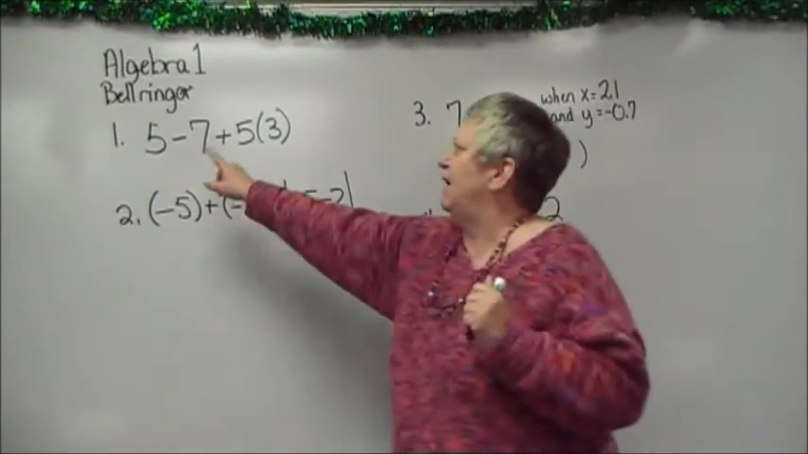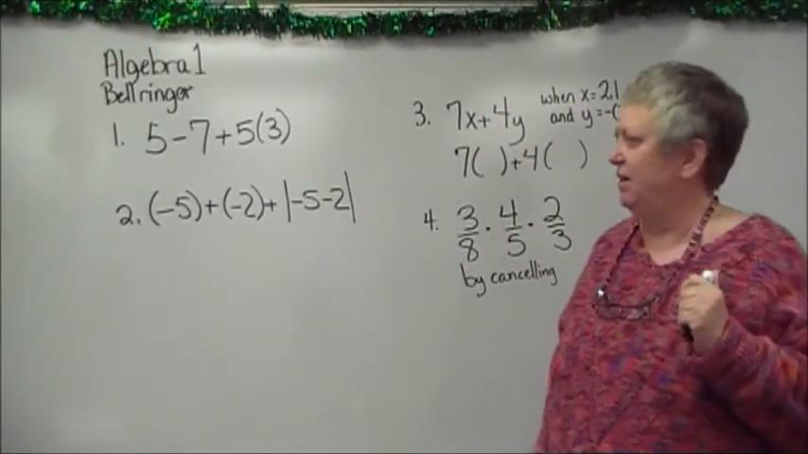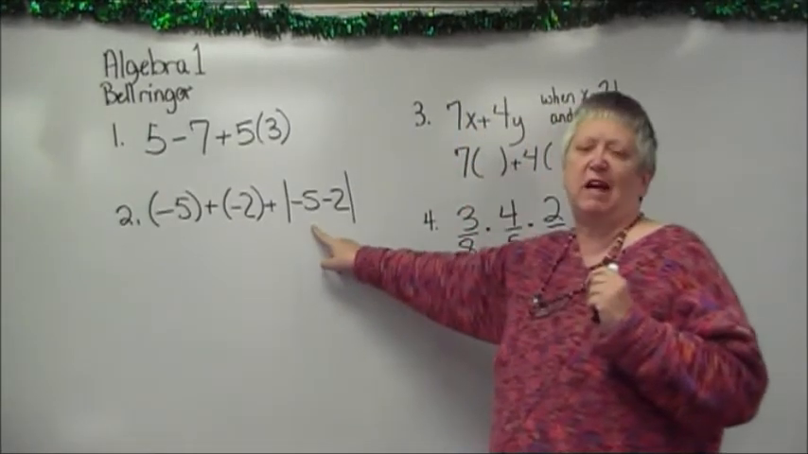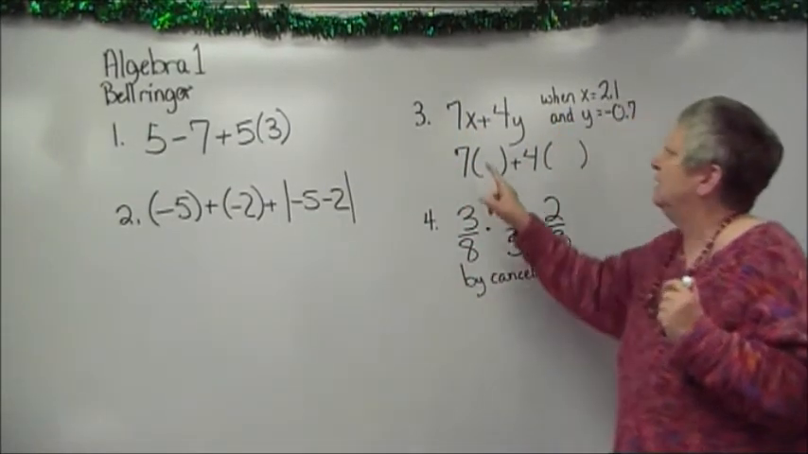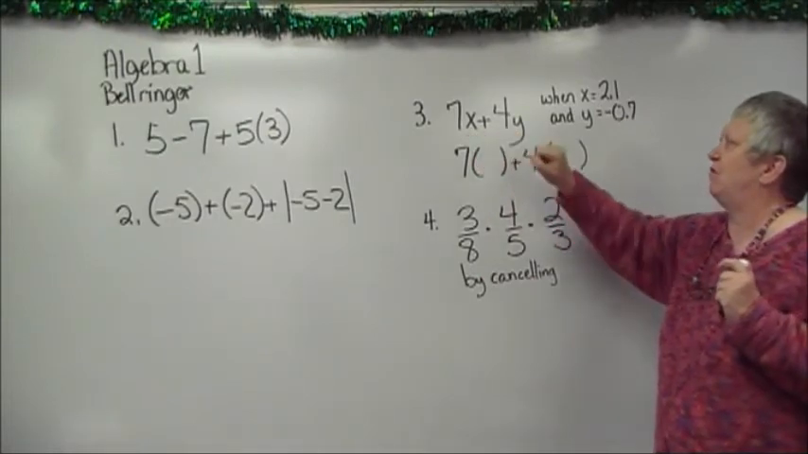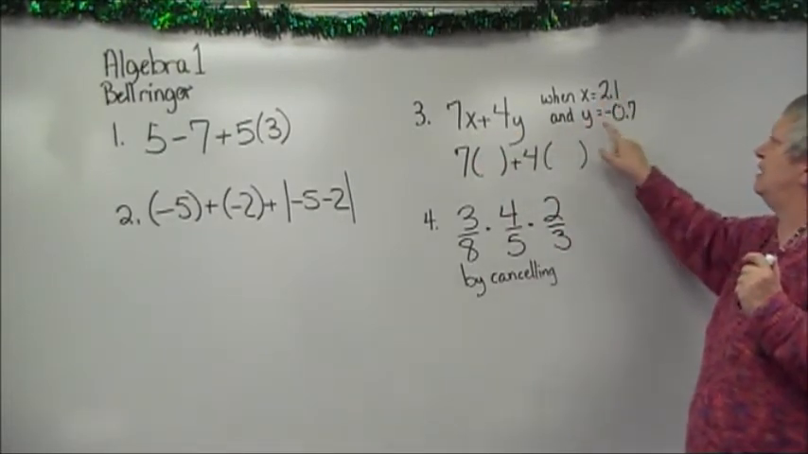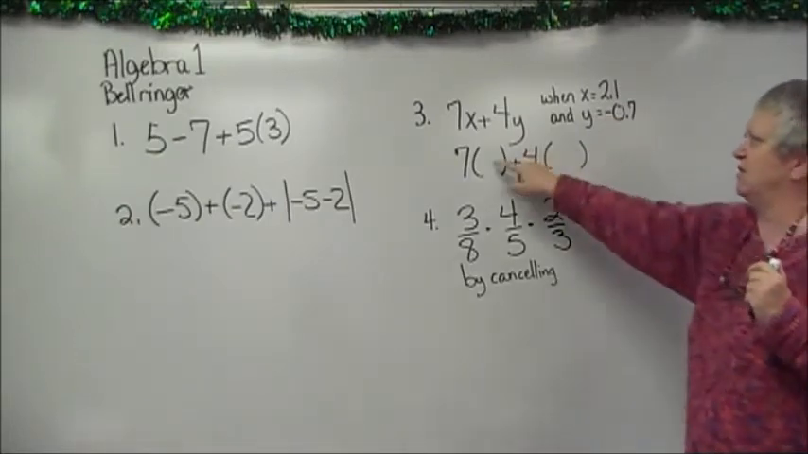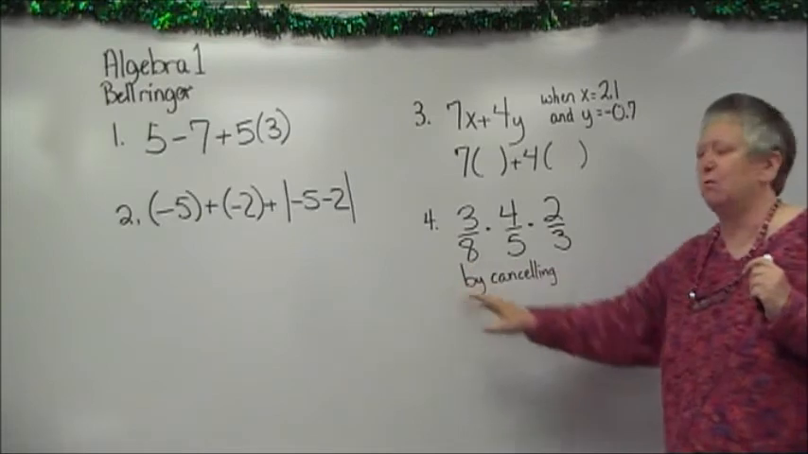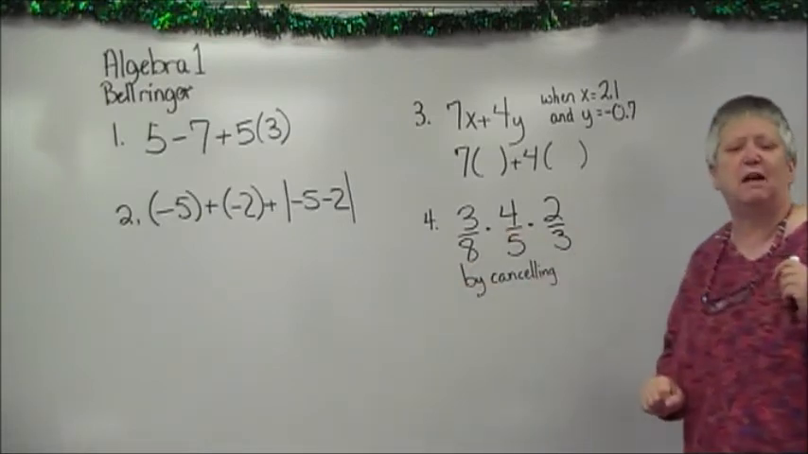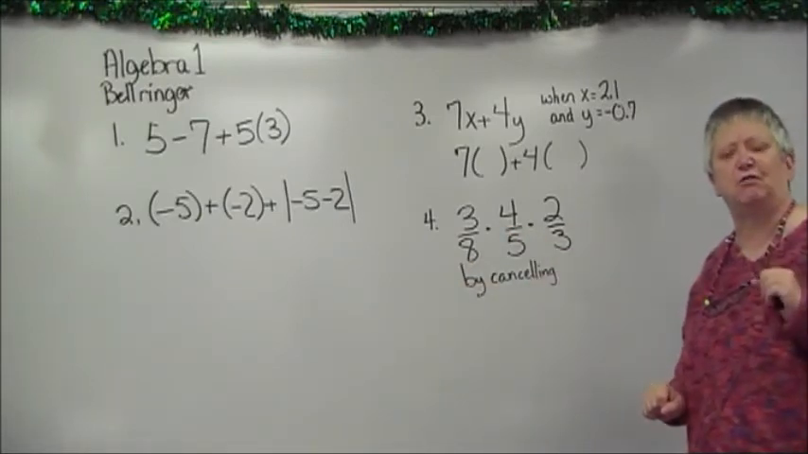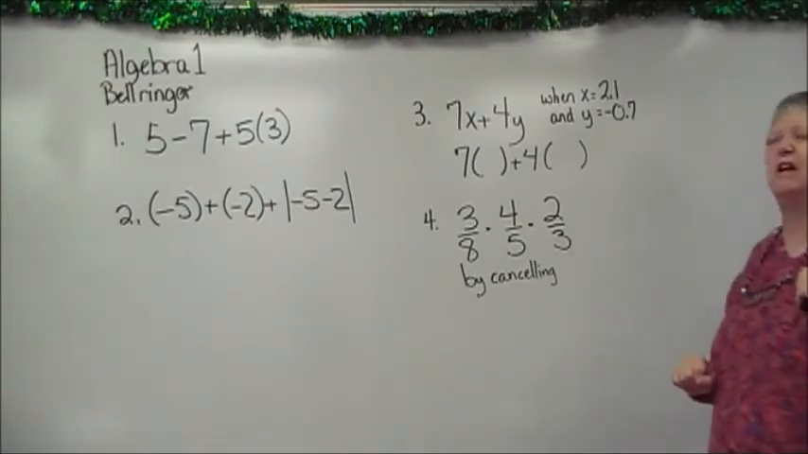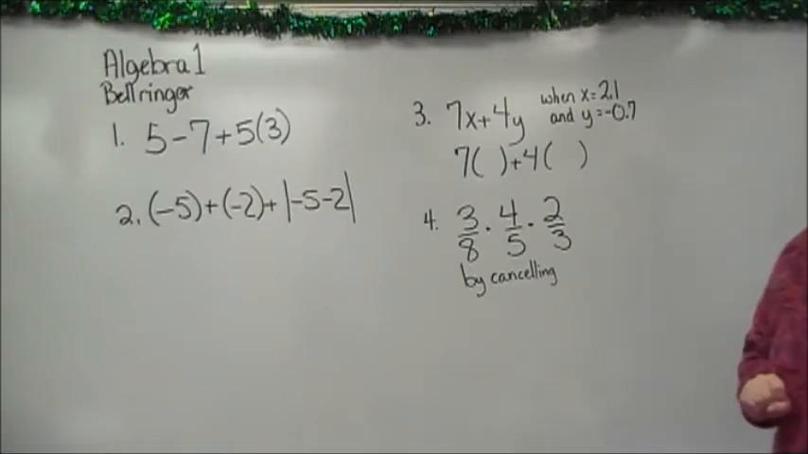So we have 5 minus 7 plus 5 times 3. The other one is negative 5 plus negative 2 plus the absolute value of negative 5 minus 2. This here we have 7x plus 4y. The x is 2.1. The y is negative 0.7. So put those in the right places. And then on the fourth one, I want you to multiply those three fractions together, but cancel first, so that way it's already reduced when you're done. So you have about 3 minutes to get those done.